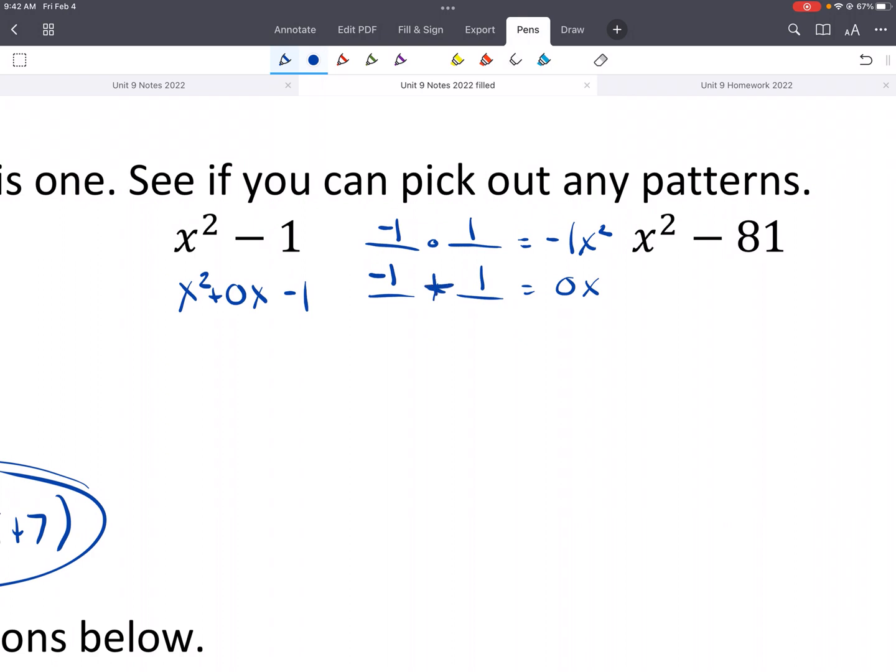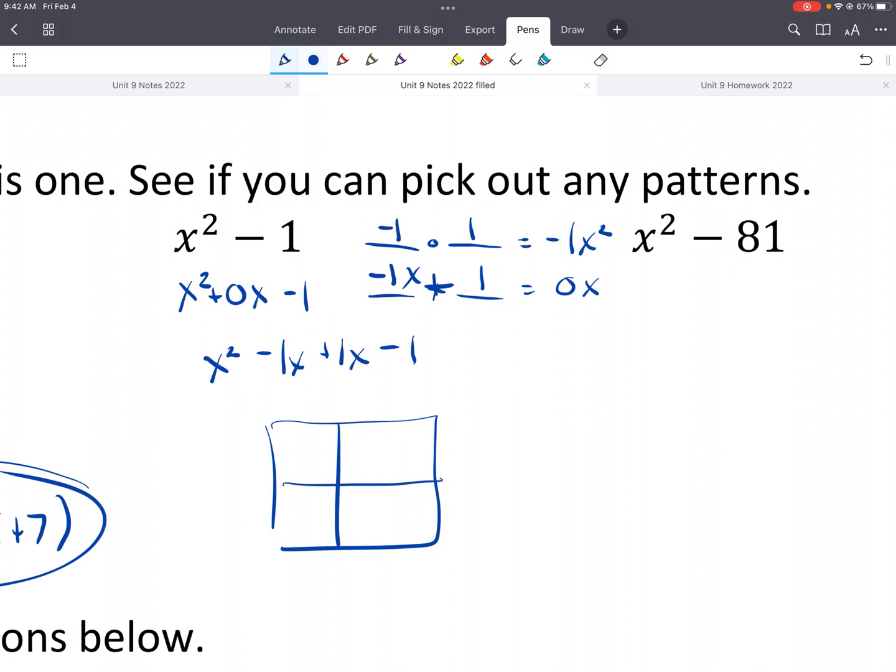Okay, so we'd have x squared. Again, that 0x is negative 1x plus 1x. And we can use that box. So x squared, minus 1x and 1x, and negative 1. So it's got to be x and 1 and x and negative 1. So x plus 1 and x minus 1.